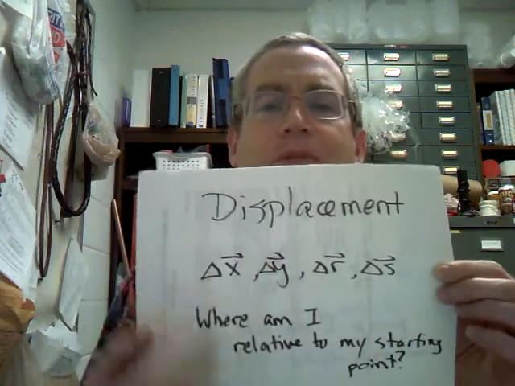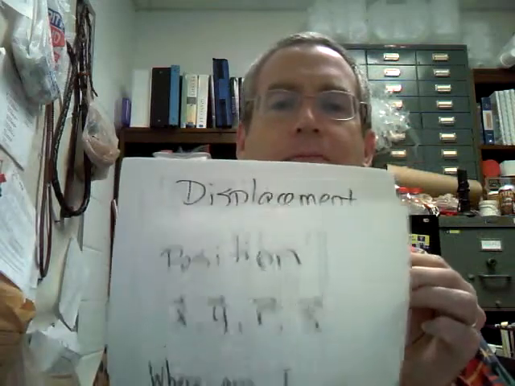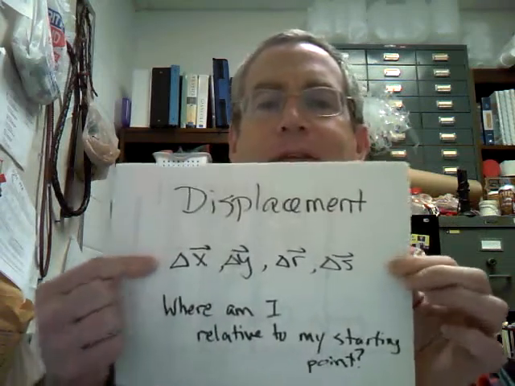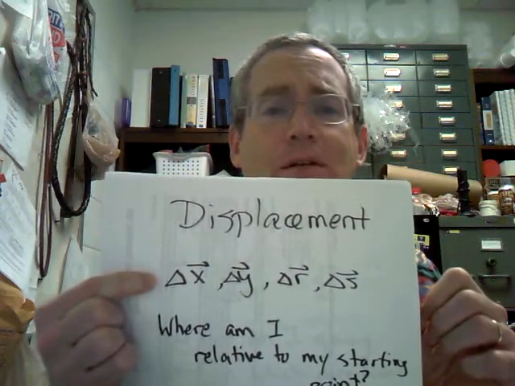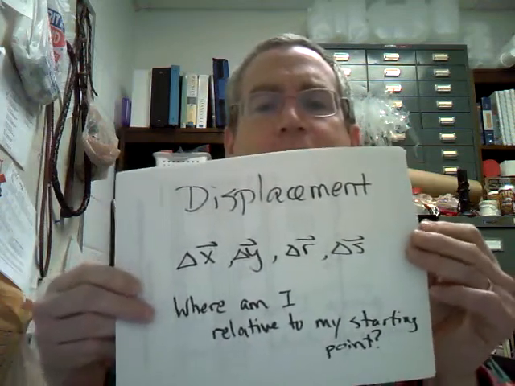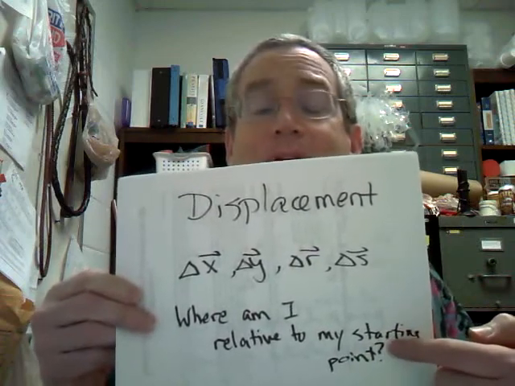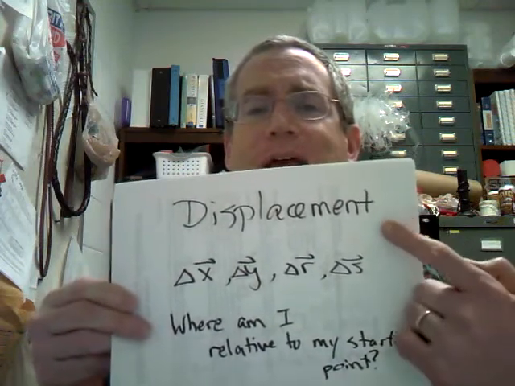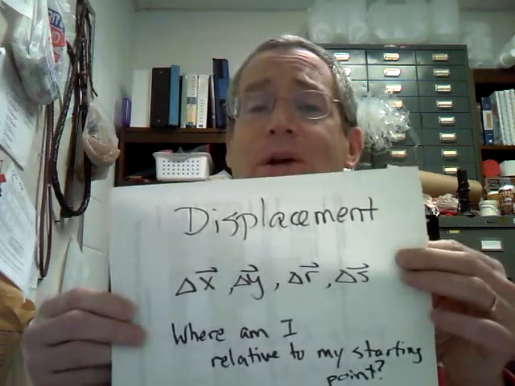So notice those are all the same symbols that I used for position, but with that triangle in front of it. That triangle means it's a capital delta, a Greek letter, and it means change. That's a thing that'll pop up again and again. But displacement, where am I relative to my starting point? Now, if my starting point is 0, because I can choose 0 anywhere I want to be, then displacement and position are the exact same value. That means magnitude and direction.